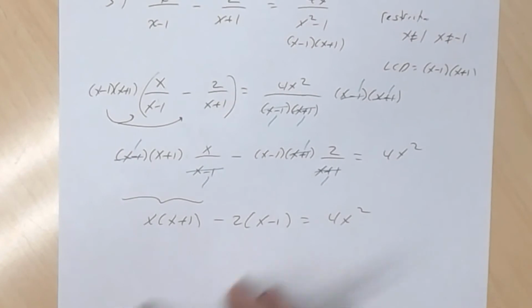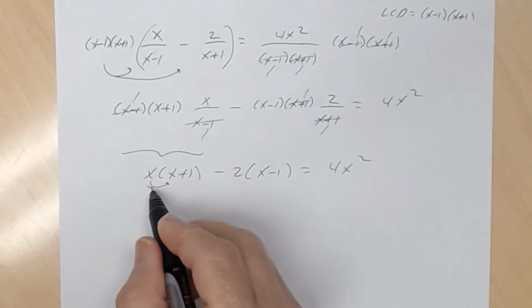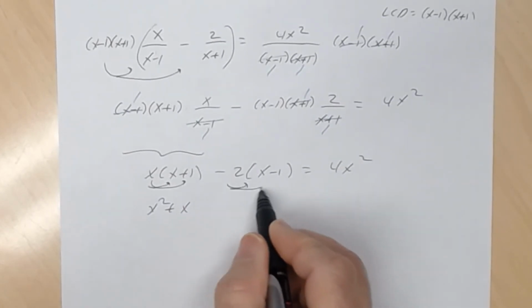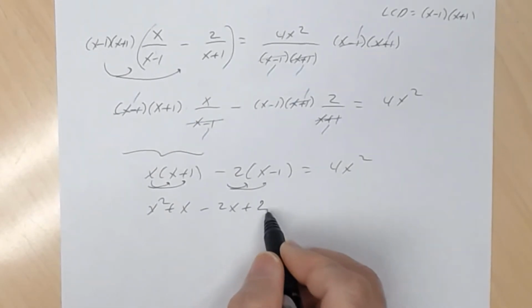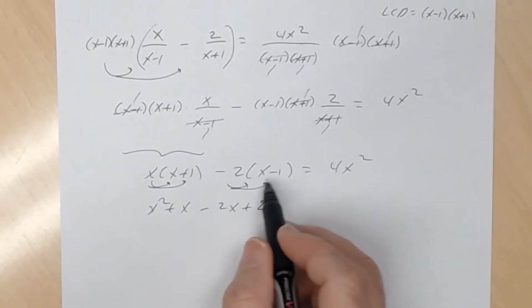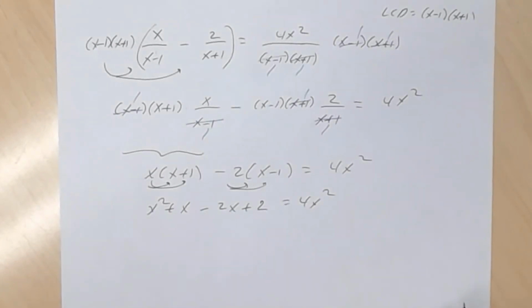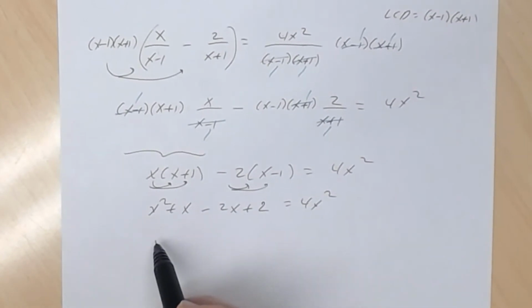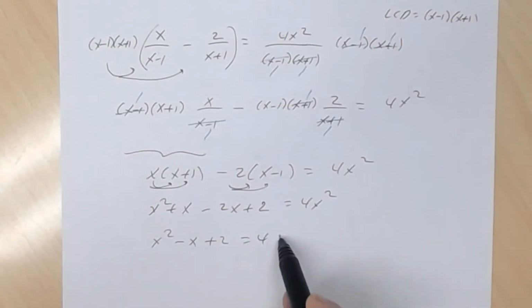All right, what do you think the next step is? Distribute, right? So x times x and x times 1. So that's x squared plus x. And then here distribute the negative 2, minus 2x plus 2, right? Negative 2 times a negative 1 is a positive 2 equal 4x squared. Combine like terms. Let's go ahead and do that on this side. I get x squared, x minus 2x is negative x, and then plus 2 equal 4x squared.